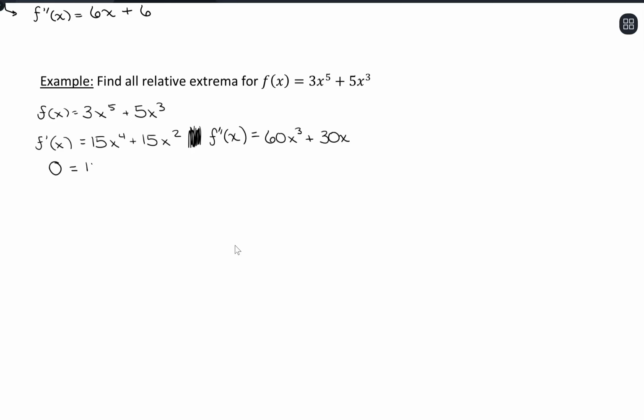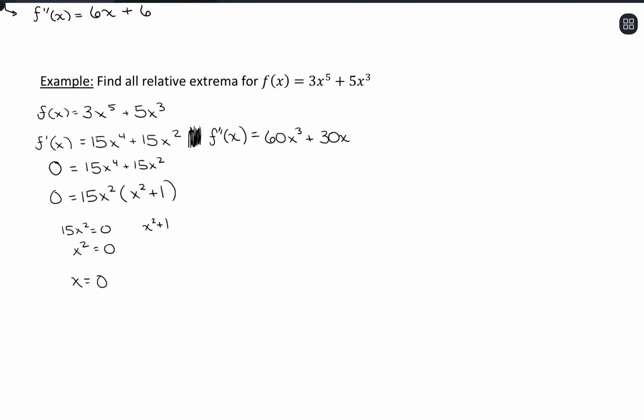So 0 equals 15x to the 4th plus 15x squared. Let's see, we have a common factor of 15x squared, and that'll leave us with x squared plus 1. So we'll have 15x squared equals 0, and solving, divide by 15, square root of both sides, which technically gives plus or minus, but the square root of 0 is just 0. So we get x equals 0.